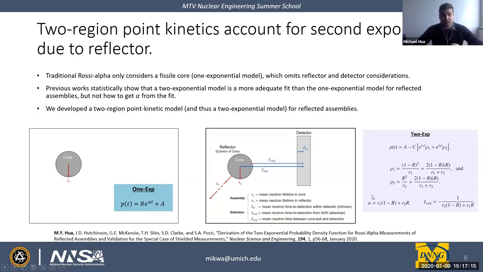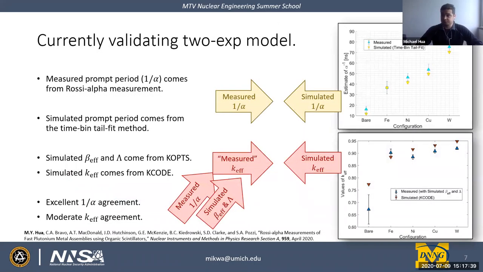So we can't just say this exponential is alpha, this one is slowing down time. The two parameters, so LCTD is the slowing down time, though they're a combination. And so this theory is really important because it hadn't been done before, and it helps us tease out these parameters. What we're currently doing and have done to an extent is validate this model.